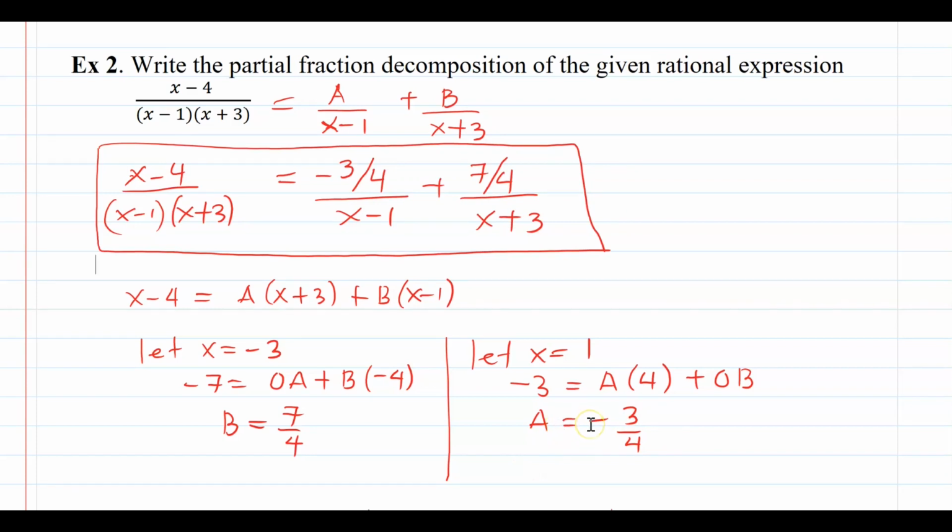Now that we have the values of B and A, we can go back to the partial fraction decomposition form and replace A and B. Therefore, our rational expression x minus 4 over x minus 1 times x plus 3 can be written as negative 3 over 4, this is our A, over x minus 1, plus 7 over 4, this is our B, over x plus 3.